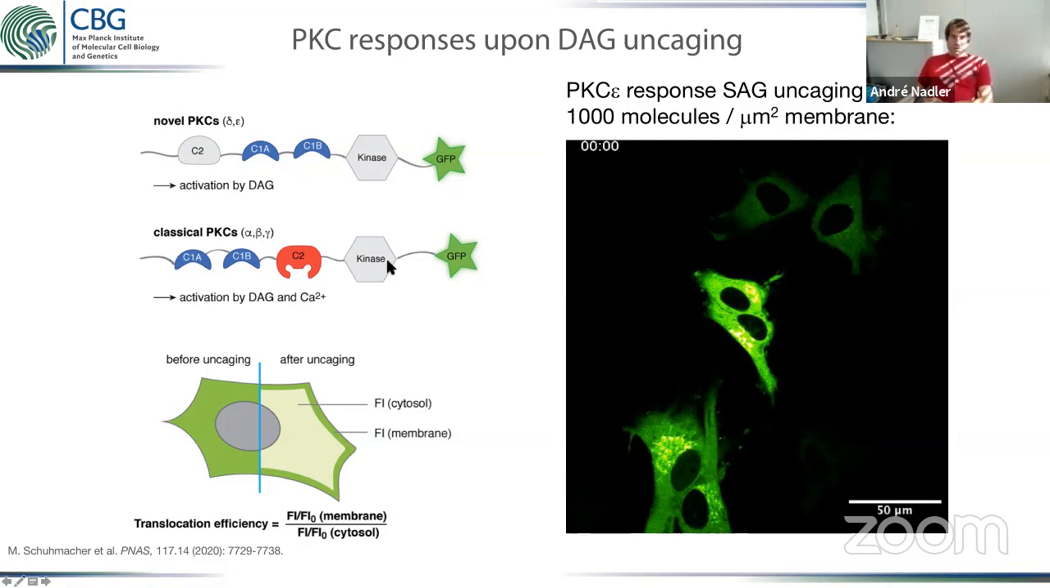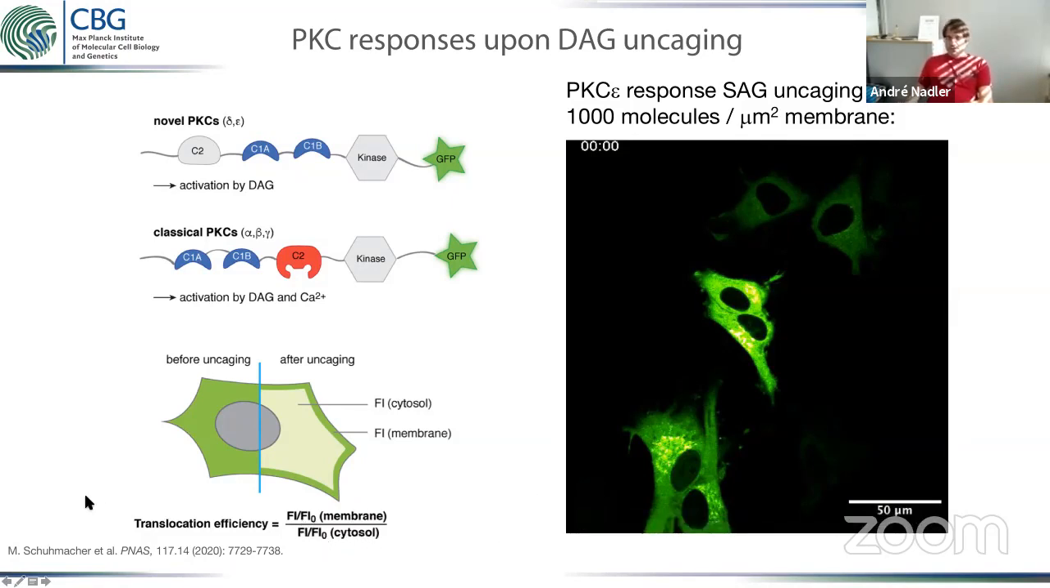So we monitored PKC activation by monitoring its intracellular fluorescence. Before uncaging, these proteins are largely cytosolic, as you can see here on the right, where cells transfected with PKC epsilon EGFP are pictured. And then after uncaging, where the diacylglycerol content in the plasma membrane increases, these proteins get recruited to the plasma membrane, and then you can calculate something that we call the translocation efficiency. This is essentially a ratio of normalized fluorescence intensity at the membrane and in the cytosol.